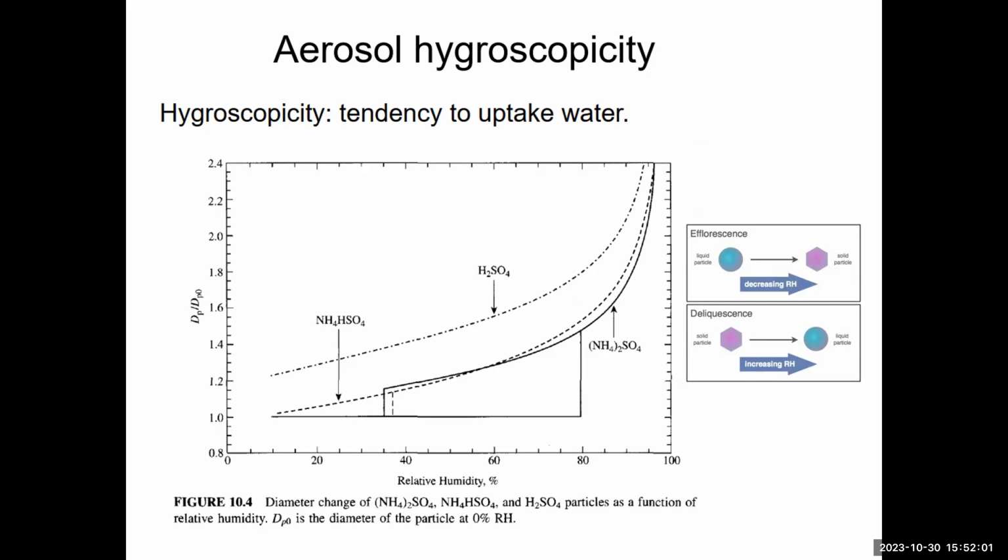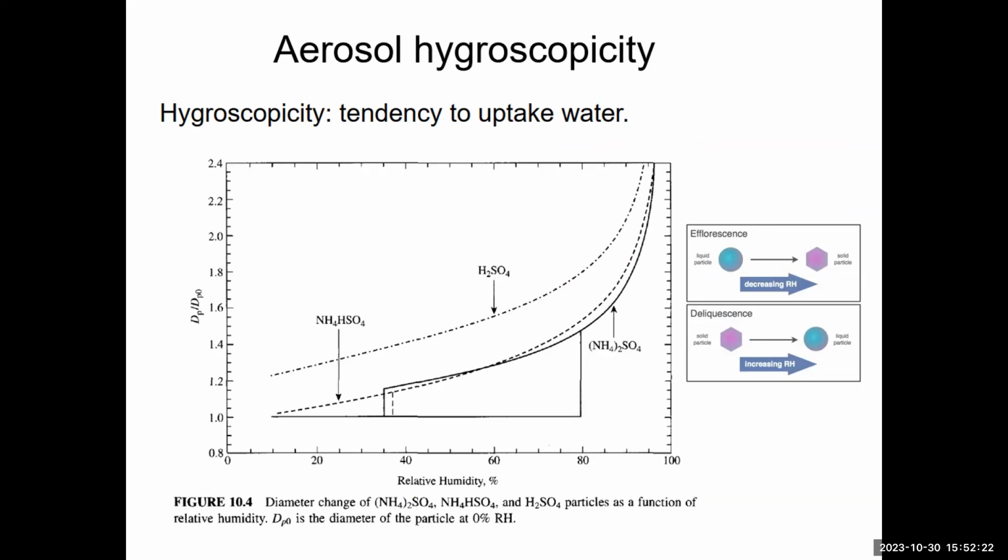Aerosol hygroscopicity is the tendency to uptake water, right? So, for example, here it's giving you several different types of salts or different types of chemical species, right? So they can have different initial particle sizes. For example, let's assume it's 100 nanometers.